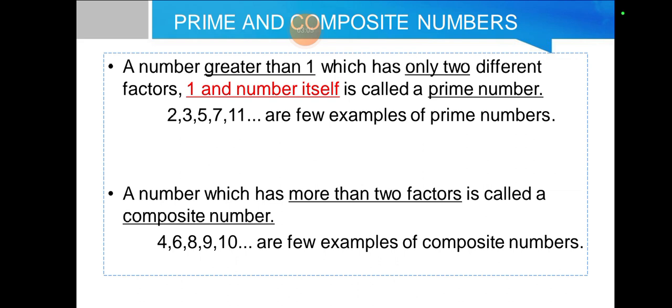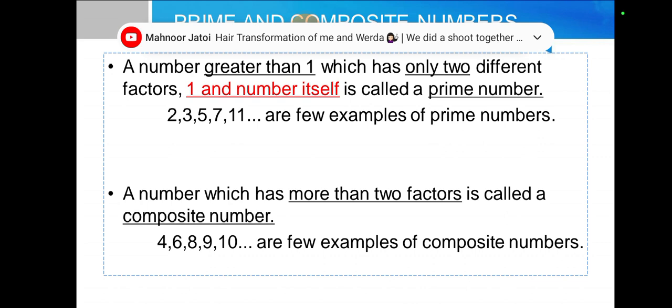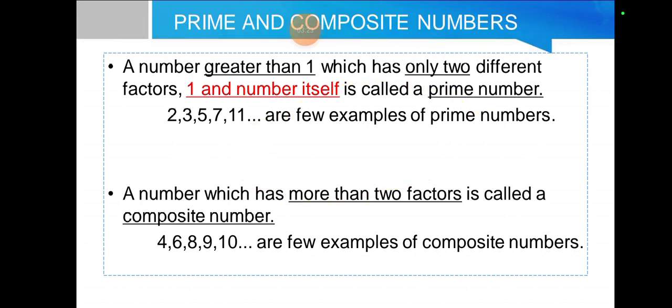So prime and composite numbers, that we learned previously, but what are prime and composite numbers, we'll get to know over here. A number greater than 1 which has only 2 different factors, that are 1 and the number itself, is called a prime number. So a prime number is a number that is always greater than 1 and has only 2 factors, 1 and the number itself. Like 2, 3, 5, 7, 11 are a few examples of prime numbers.